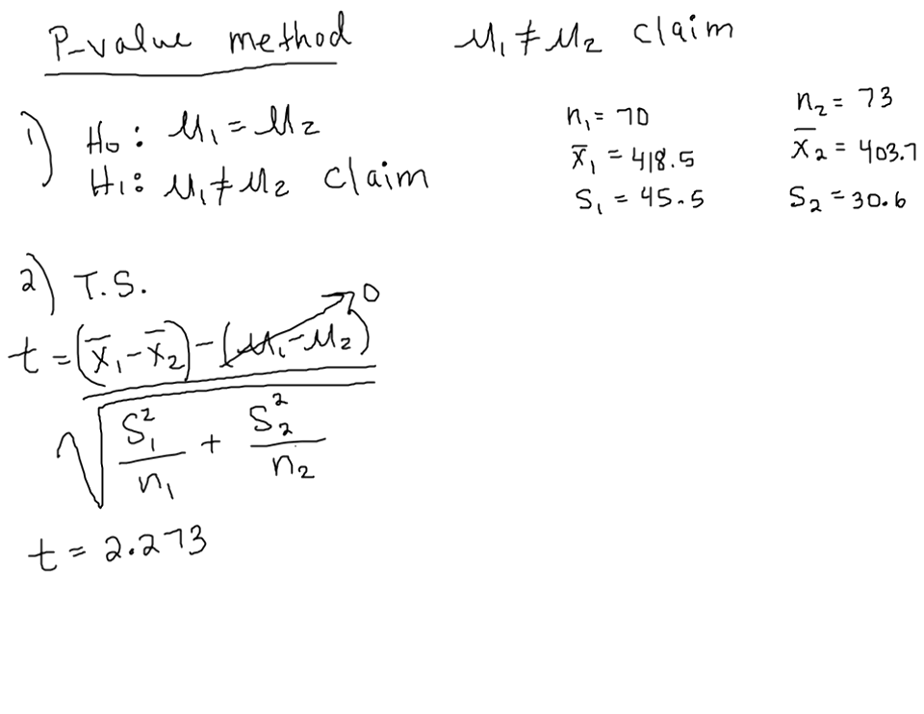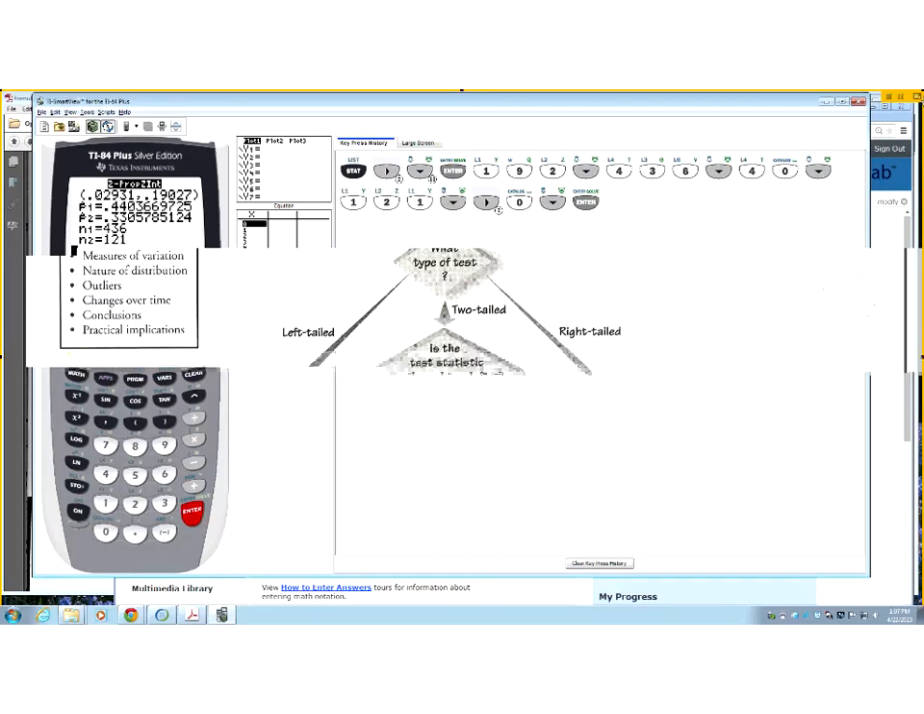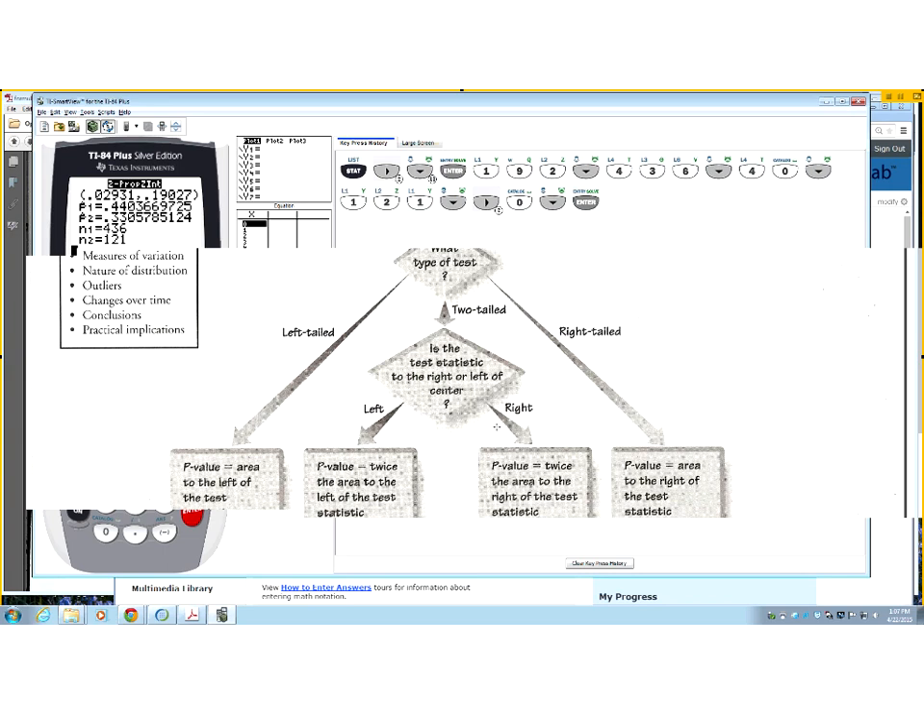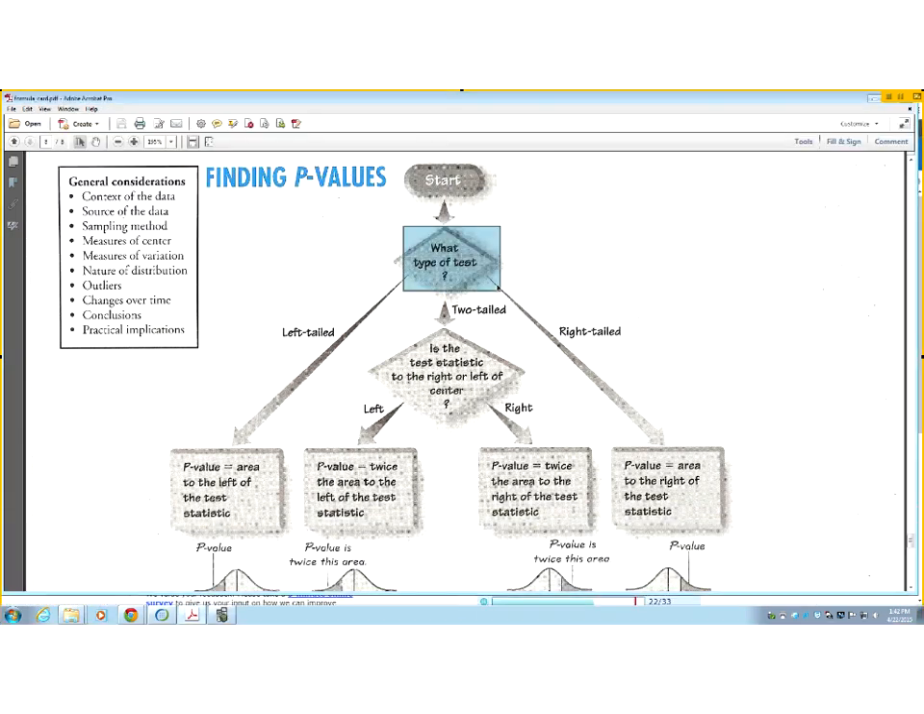find your p-value. Okay, so to find your p-value, you could use your table, table A3, but if you use table A3, all you have is an approximation. All right, so let me just remind you. If you're finding your p-value by hand, you're following this table right here.